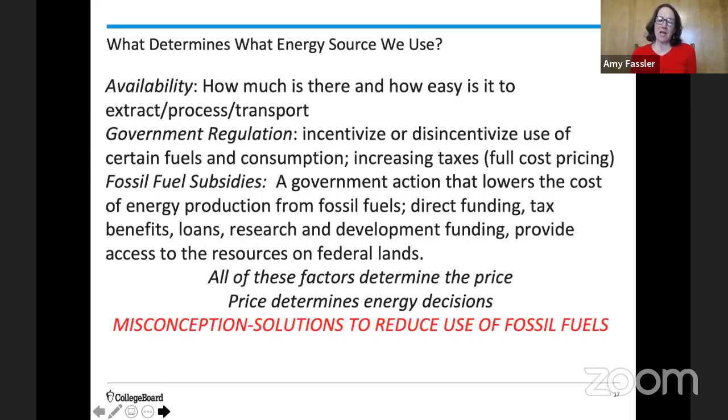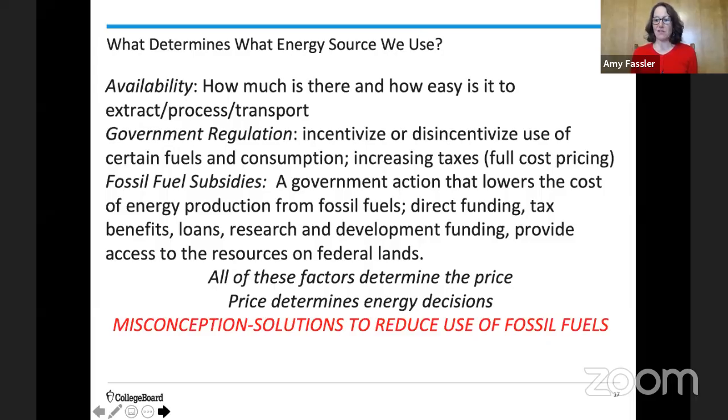decisions. I want to take a minute and clear up another misconception that we often see in the writing of free response. When a student has to ask about a solution or a strategy to reduce the use of fossil fuels, they might say something like, well, the government can raise the price of gasoline, and then people won't use as much gas and we won't have as many problems with combustion of gasoline. People will use less. Understand that the government does not set the price of that fuel. The price is determined by the market.